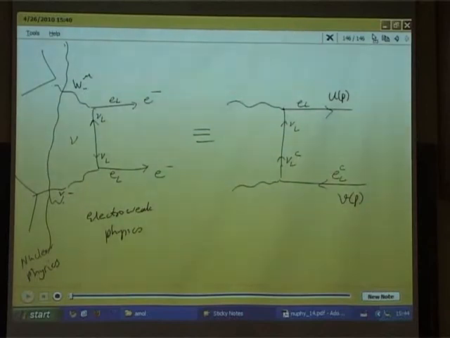It's very simple. I start from this end. This is ē_L, e_L going out. At this point, it is γ^μ, because this is W. At this point, it is ν_L.